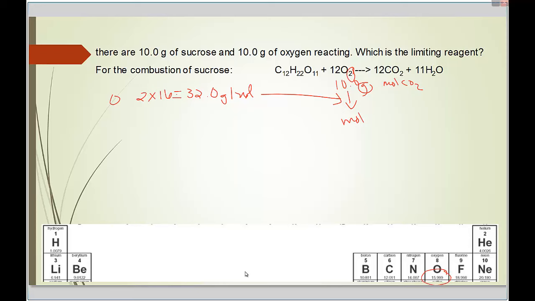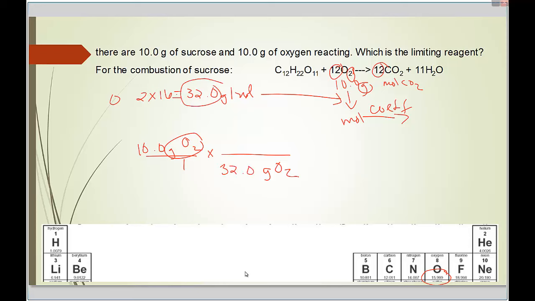Alright, once I get to moles, I can go from moles to moles using the coefficients, which are the numbers out here, the 12 and the 12. So 10.0 grams of O2 over 1. We have grams of O2, which means I want to put grams of O2 on the bottom of the next one. That's going to be 32. That is equal to 1 mole. Once again, notice I'm using 1 here. I'm not using 12, I'm using 1. The only time I ever use those 12s and those coefficients is when I'm going from moles to moles. Here I'm going from grams to moles, so I use 1 for moles.